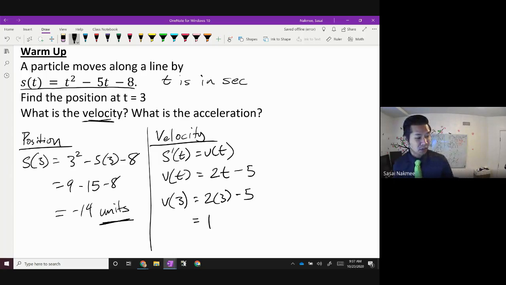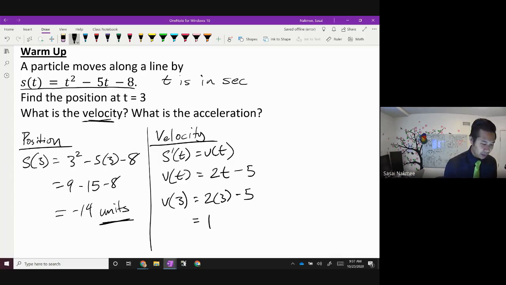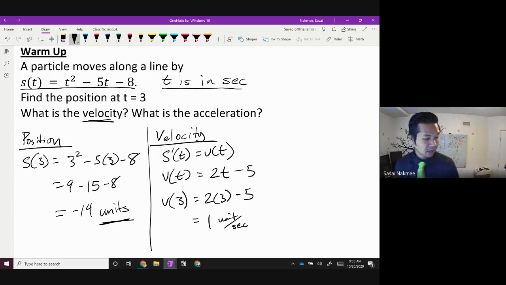Now, if you're looking at the units for this one, this is 1. Thank you, Brian, for asking, by the way, what is the units for this one? For time, there's no default one, I guess, but this one I'm just going to call seconds, so it's going to be 1 unit per second if you wanted to write down the units for this one.